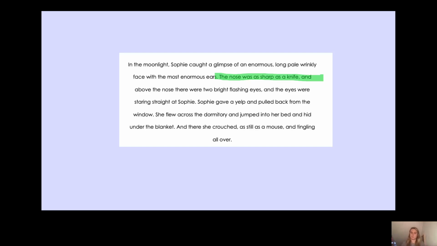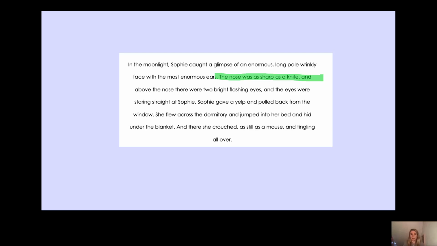Let's keep reading. And above the nose, there were two bright flashing eyes, and the eyes were staring straight at Sophie. So we haven't compared anything in this sentence, have we? Sophie gave a yelp and pulled back from the window. She flew across the dormitory and jumped into her bed and hid under the blanket. So no, we still haven't compared anything using as, have we? And there she crouched, as still as a mouse, and tingling all over.